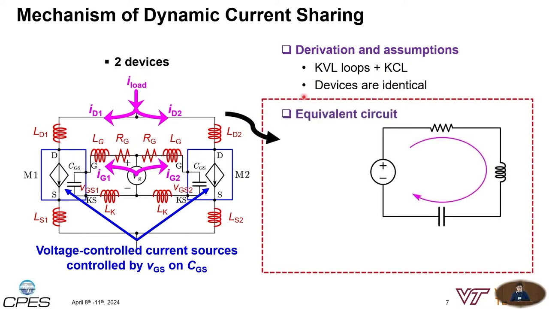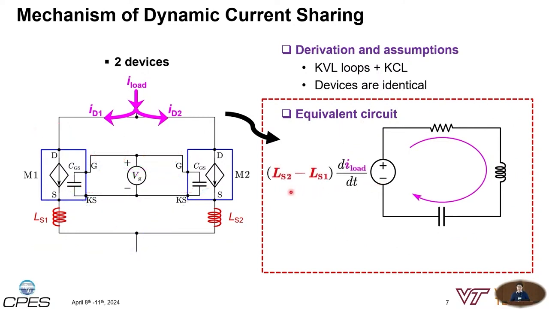Eventually, we can study the dynamic current sharing by using a very simple RLC equivalent circuit, where the voltage source in this circuit depends only on your source mismatch, times the dI/dt. The dI/dt is from your I_load, which should always be positive if we assume we are studying a turn-on transient. And the current in this circuit is the differential component of the two gate currents, IG1 minus IG2.